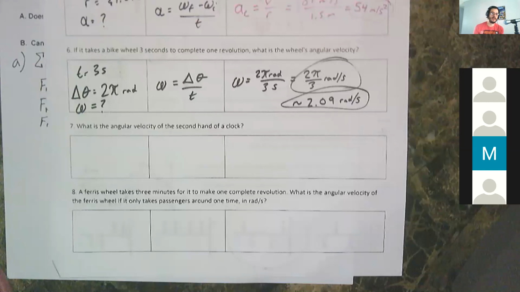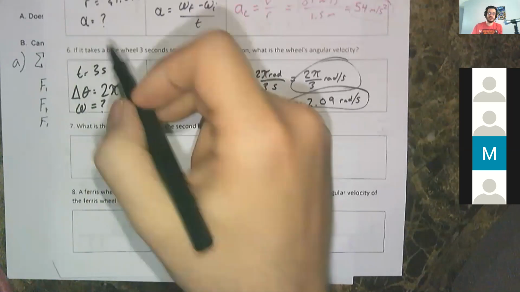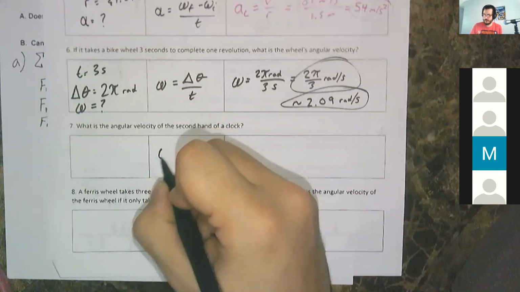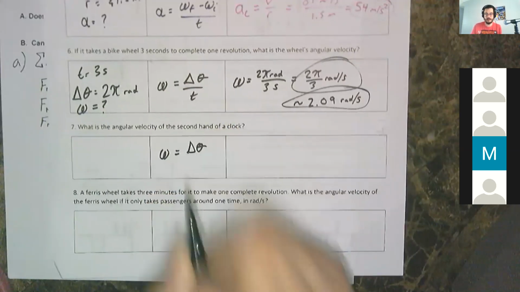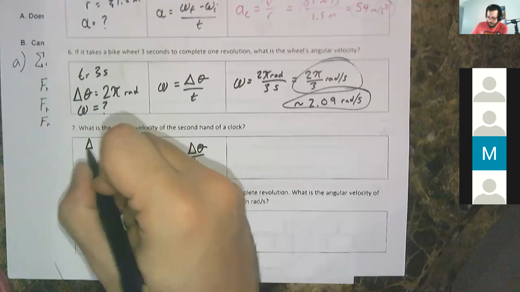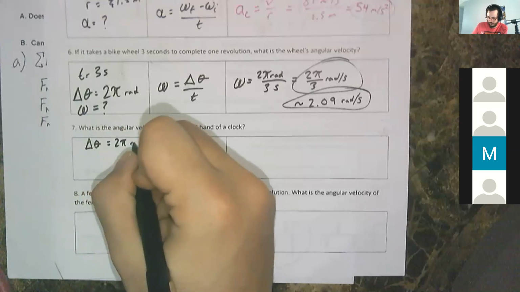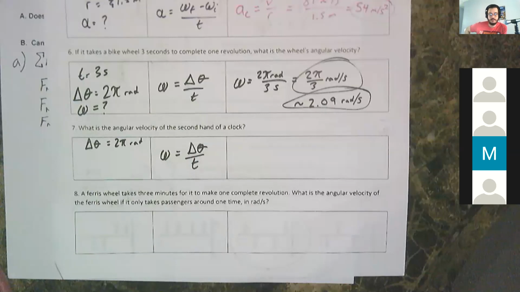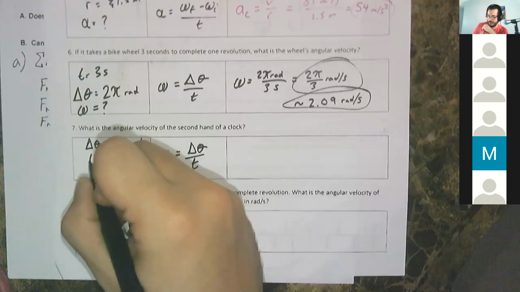What is the angular velocity of the second hand of a clock? All right. Well, let's just do the same thing. We're trying to find angular velocity. In order to do that, we need time and displacement. What is the displacement of a second hand on a clock? Well, it goes around in a circle. So let's take a circle, 2 pi radians. How much time does it take the second hand to complete a revolution? 60 seconds. 60 seconds is completely correct, Kirk.